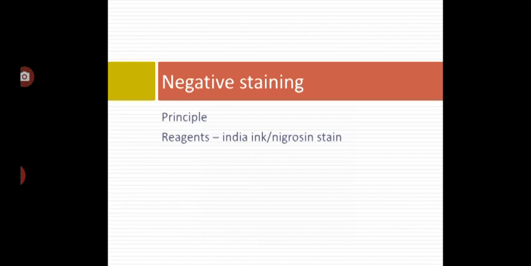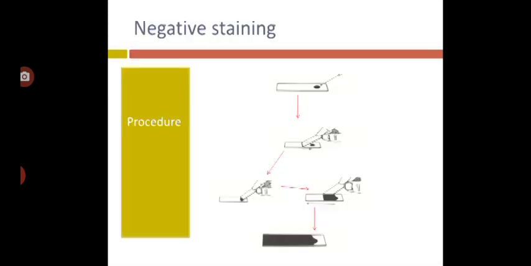The reagents required are India ink or nigrosin stain. Coming to the procedure, place a very small drop, more than a loopful but less than a free-falling drop from the dropper, of nigrosin near one end of a well-cleaned and flamed slide. Remove a small amount of the culture from the slant with a sterile inoculating loop and then disperse it in the drop of stain without spreading the drop.